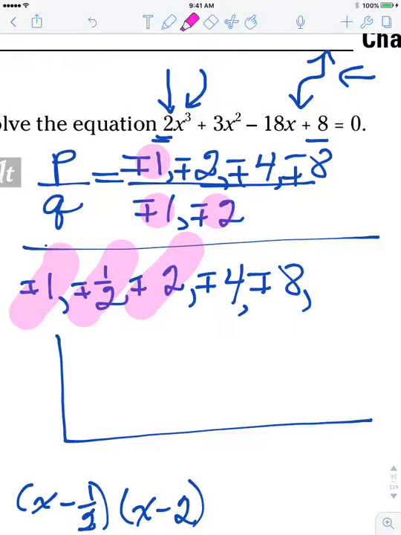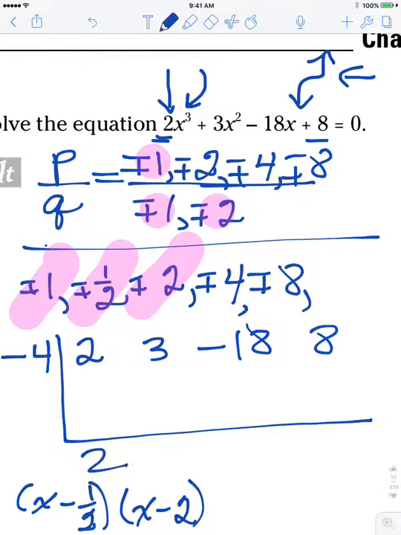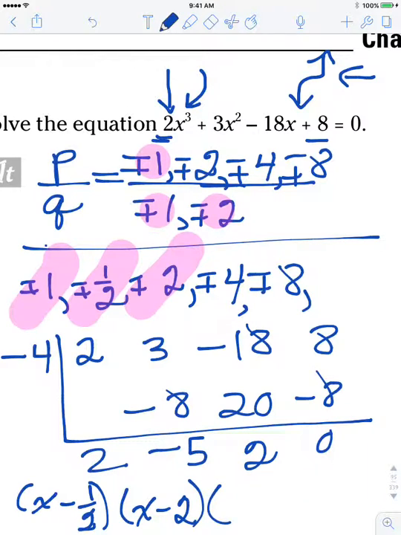All right, for this, I'm going to try -4 first. We have 2 positive zeros, so let's try a negative. So let's see here. 2, 3, -18, 8. Bring down the 2. 2 times -4 is -8. 3 minus 8 is -5. -5 times -4 is positive 20. Positive 2. 2 times -4 is -8. And look at that. There we go. And there is my last root, x plus 4. So we now have the roots of my polynomial.